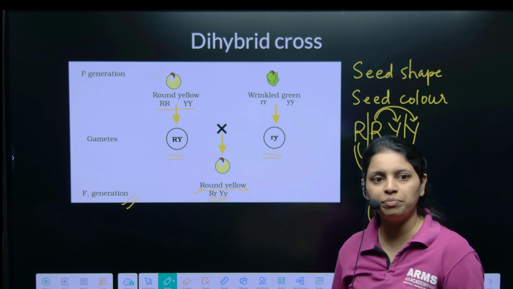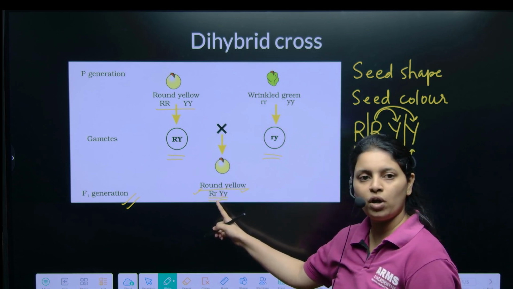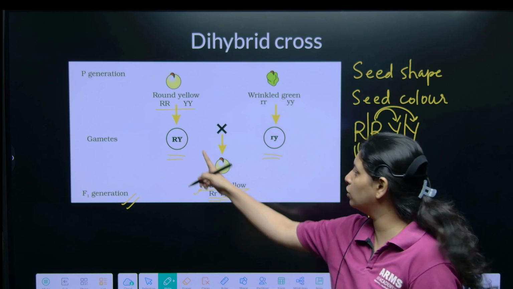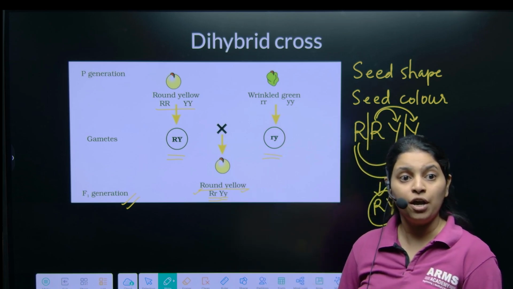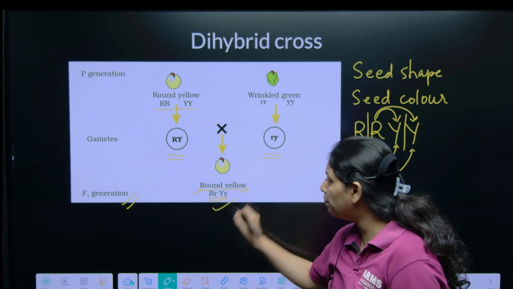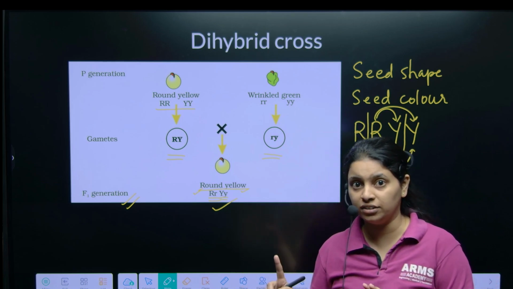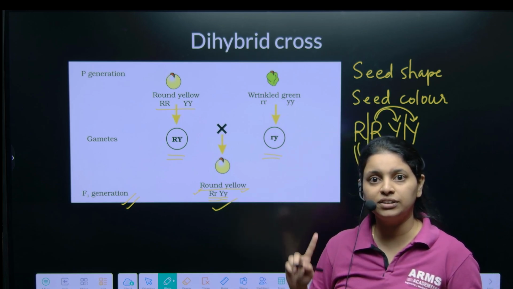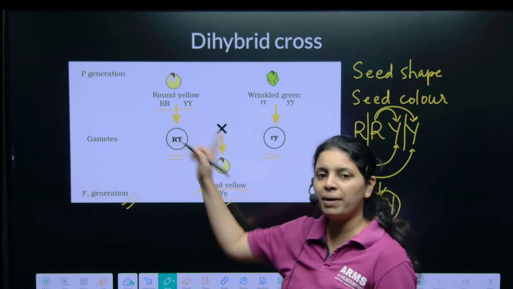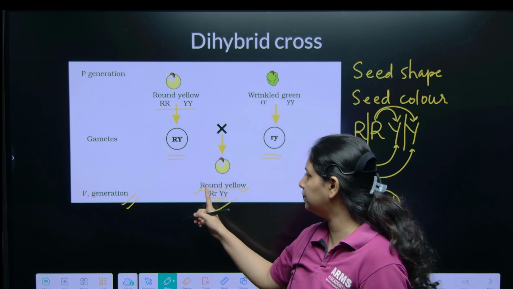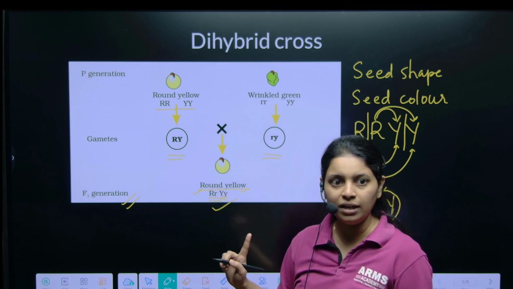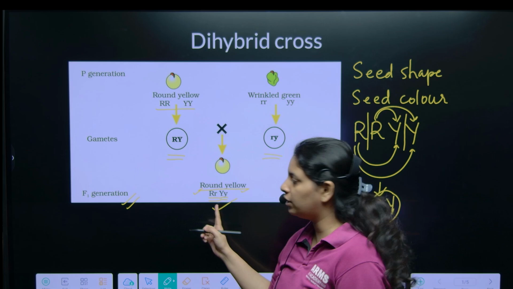What's the genotype here? Capital R, small r, capital Y, small y, because these two gametes were involved in fusion. So genotypically what we see here is both R and Y are heterozygous, right? Heterozygous combinations. But only one of the parental characters is expressed, that is round and yellow, right? Now, what is the next step? We have got the F1 generation.